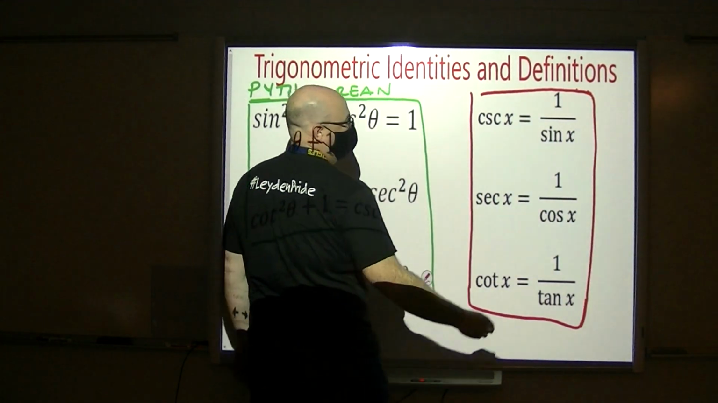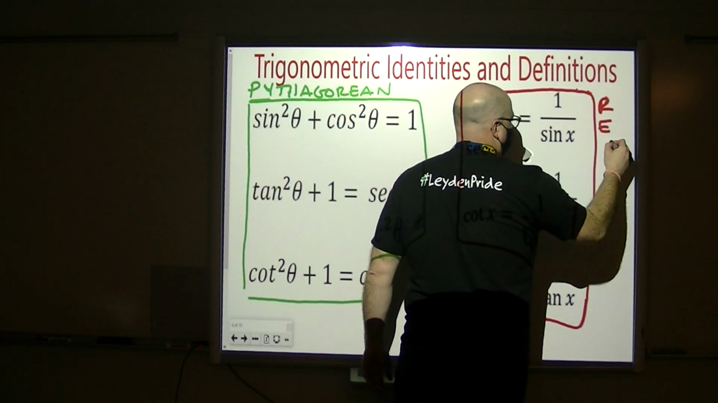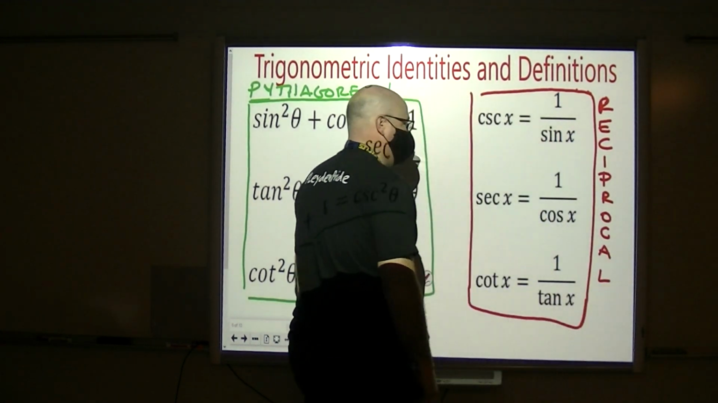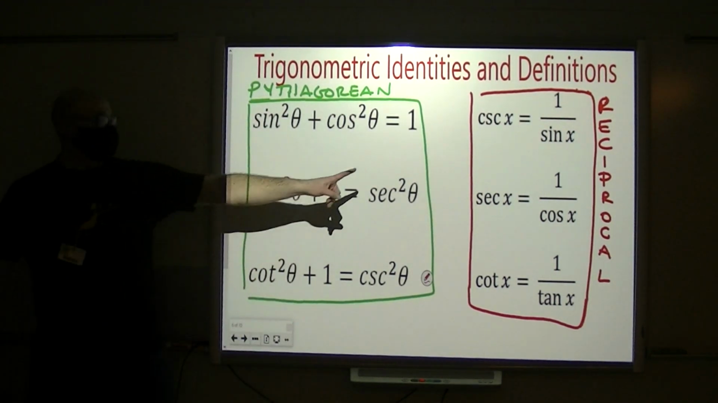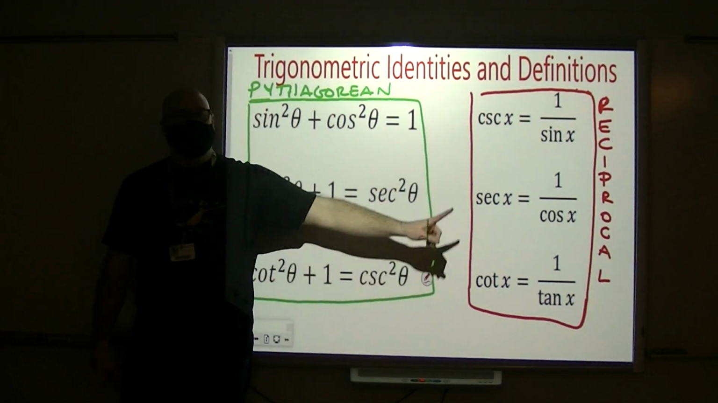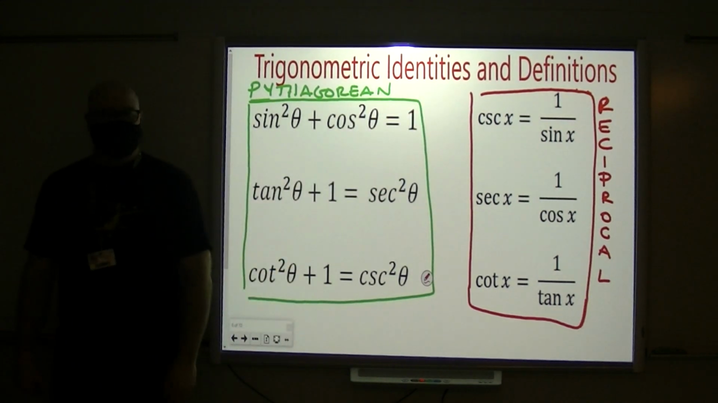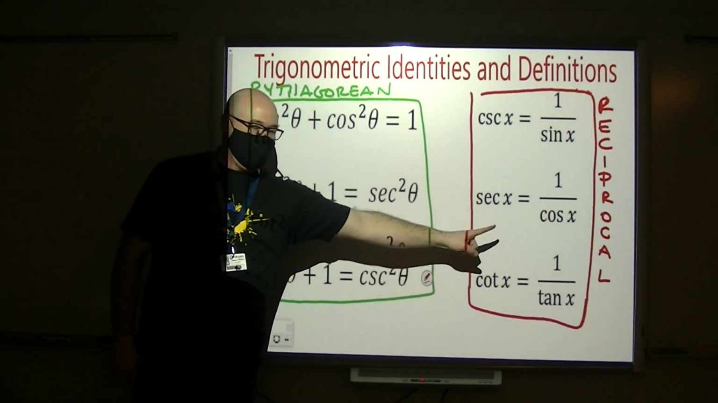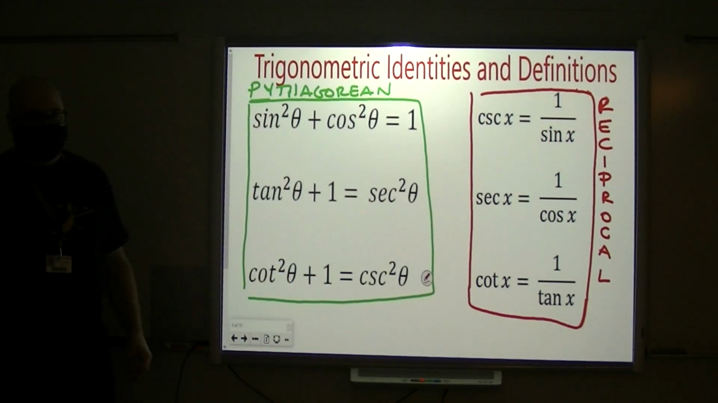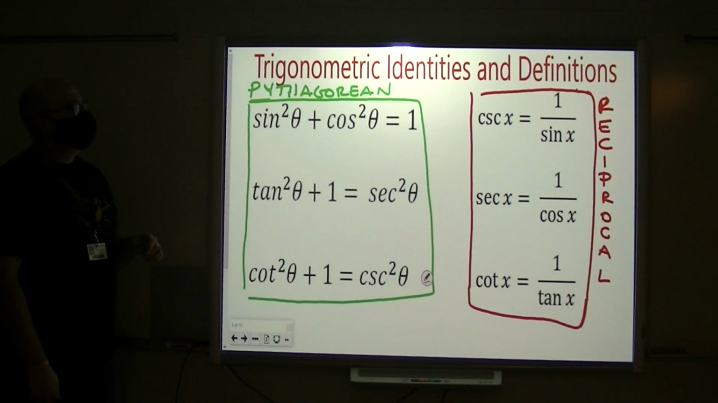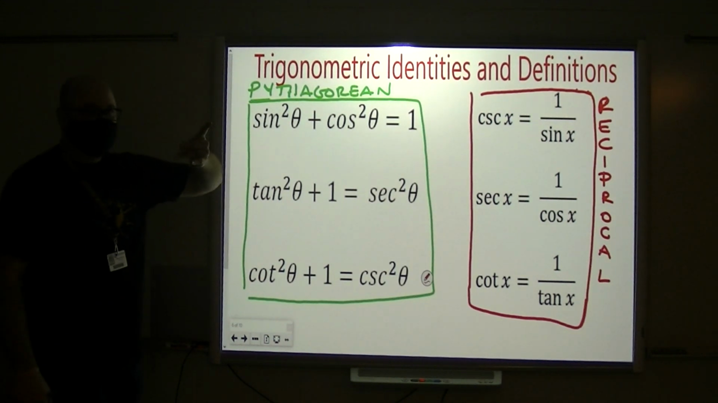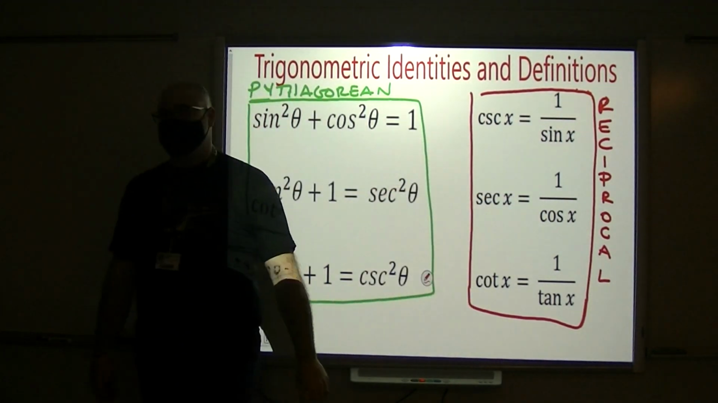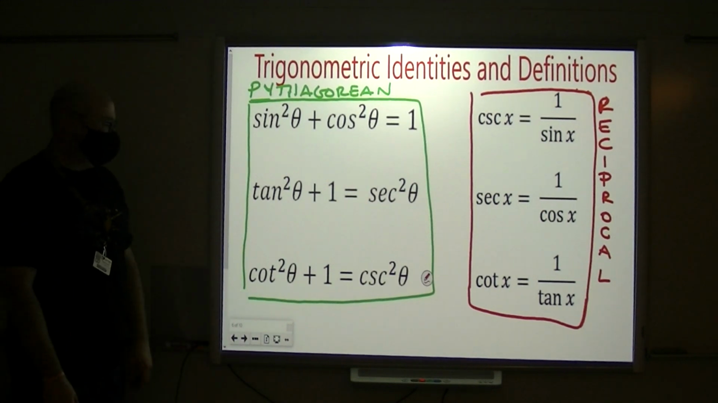These guys are what I call the reciprocal identities. We've seen these before. We talked about how cosecant is the reciprocal of sine, secant is the reciprocal of cosine, and cotangent is the reciprocal of tangent. But before, we were talking about flipping fractions over. Now, when we talk about them being reciprocals, we're looking at doing a different kind of substitution.